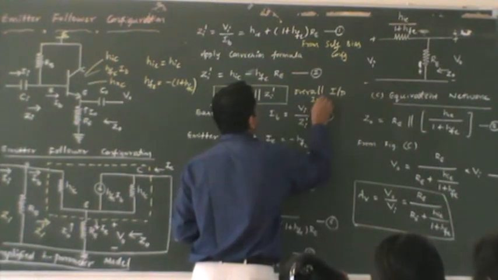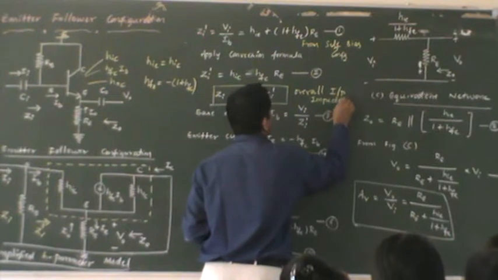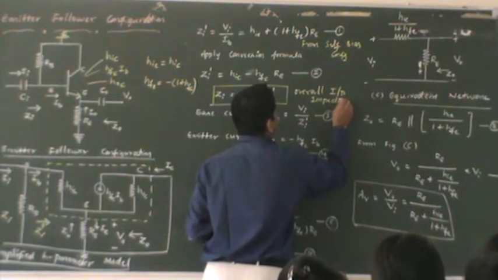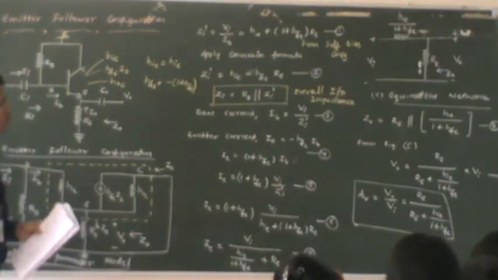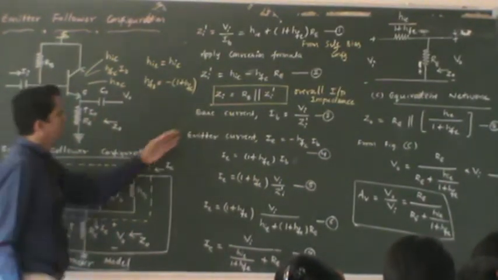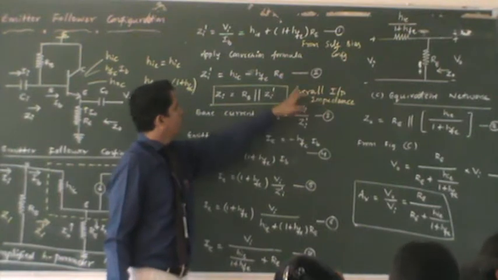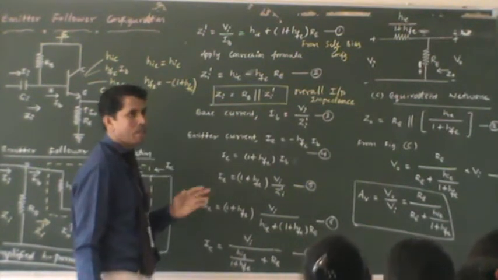Overall input impedance of emitter parallel conjugate. Okay. Any questions about that so far? So now we understand equation 2 to equate the overall input impedance of the circuit.